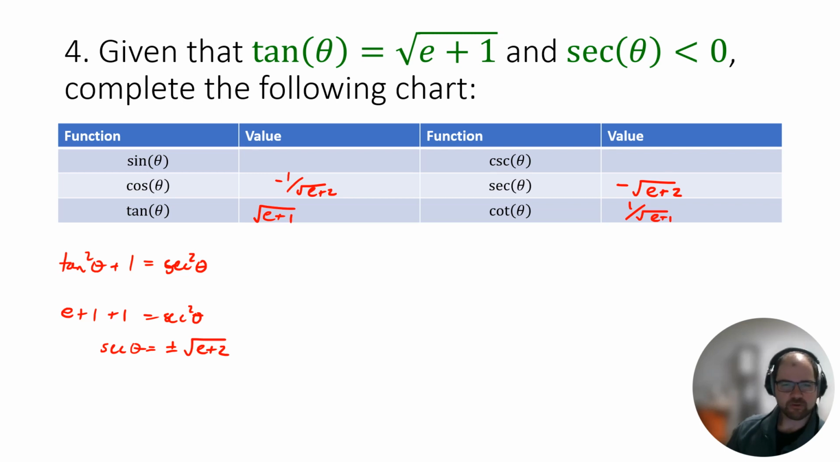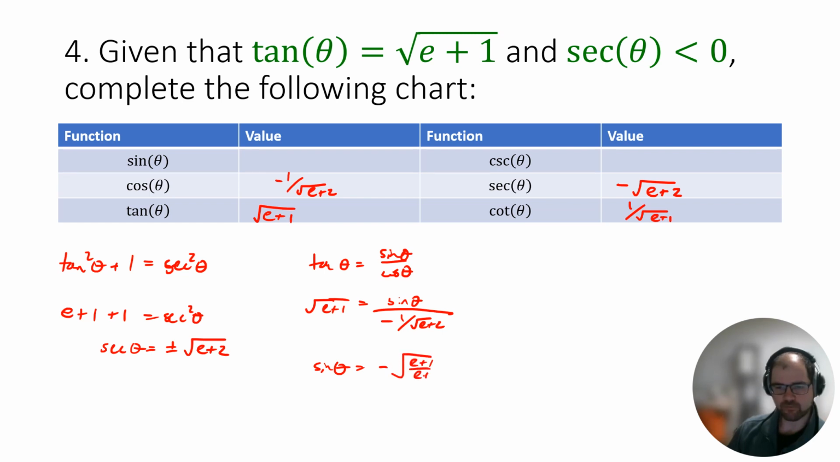Now, as far as sine and cosecant, we could use an identity, or we could simply remember something like tan theta is equal to sine theta over cos theta. Since tan theta is root e plus 1, that's going to be sine theta over minus 1 over root e plus 2. So I'm just going to multiply that to the other side and get that sine theta is minus the square root of e plus 1 over e plus 2. So minus root e plus 1 over e plus 2. That's all under the radical. Cosecant is just the reciprocal of that. So minus root e plus 2 over e plus 1.